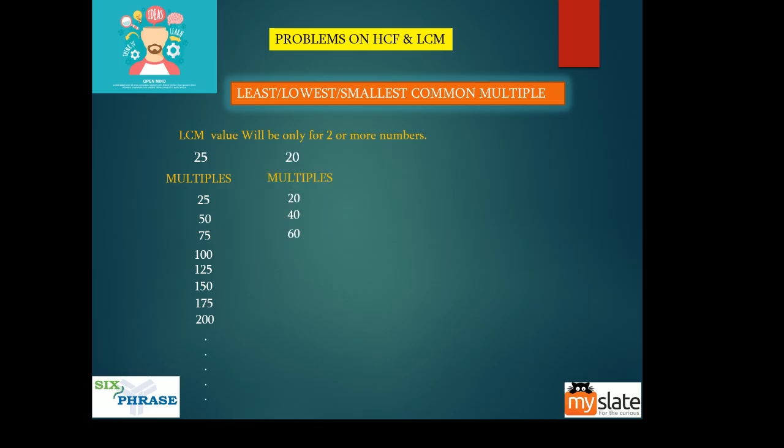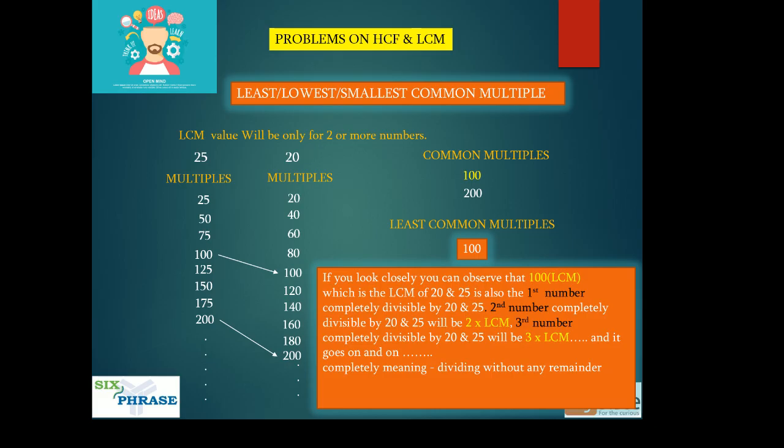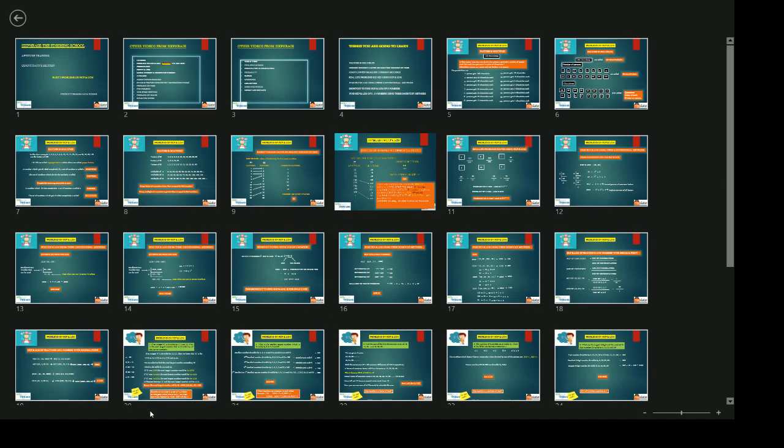where we were seeing LCM, right? Here I told you 100, which is the LCM, is the first number divisible by both 25 and 20. Yes. So what is the next number divisible by both 25 and 20? It is 2 into LCM. Then third number is 3 into LCM. This is the exact principle that we are going to be applying to solve this problem.